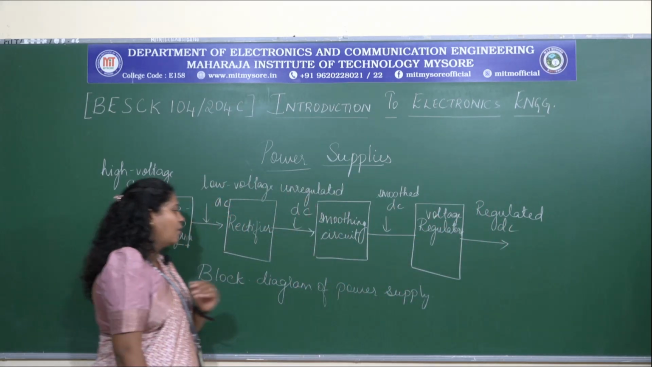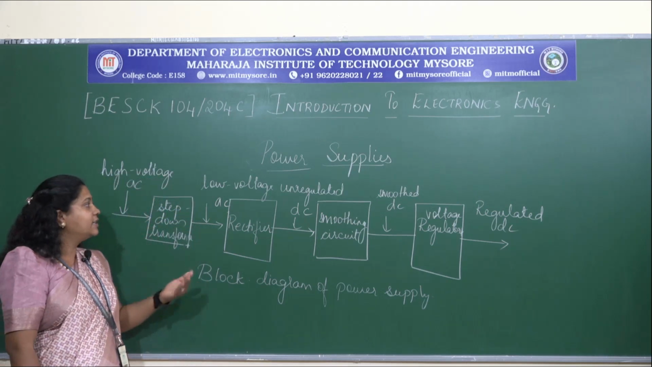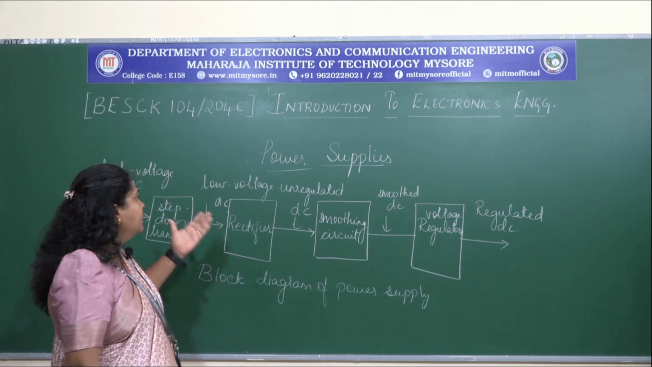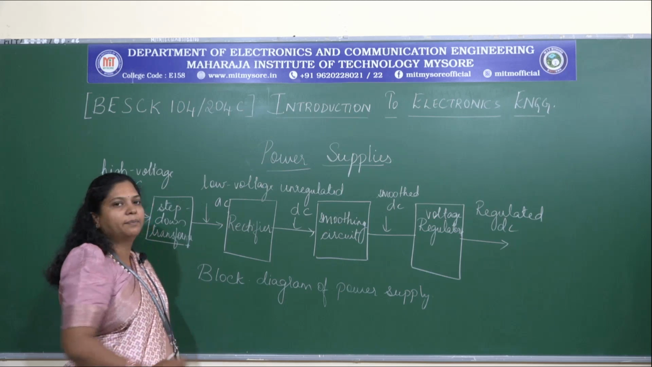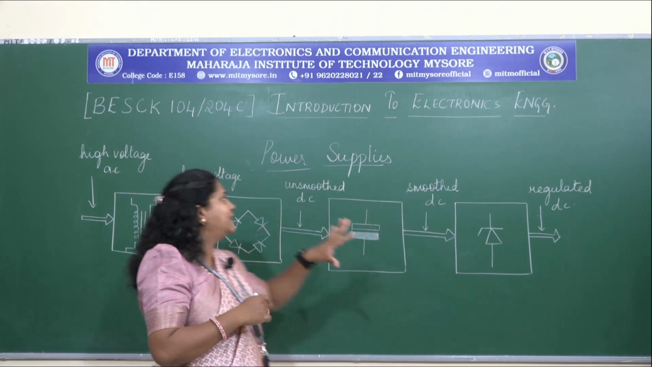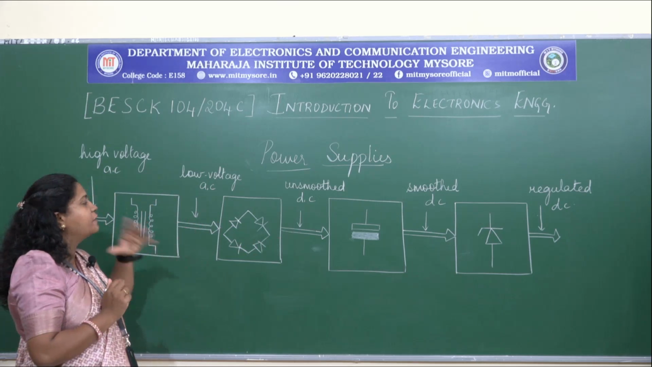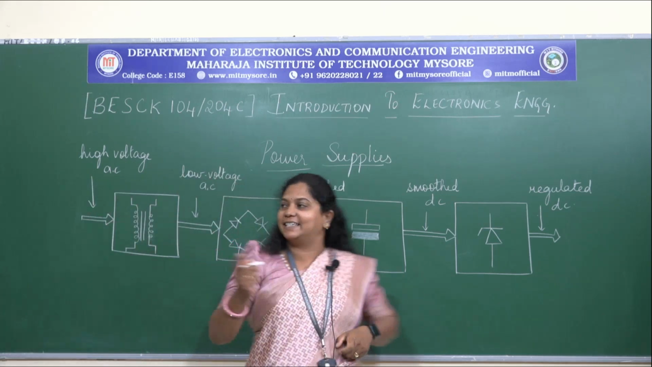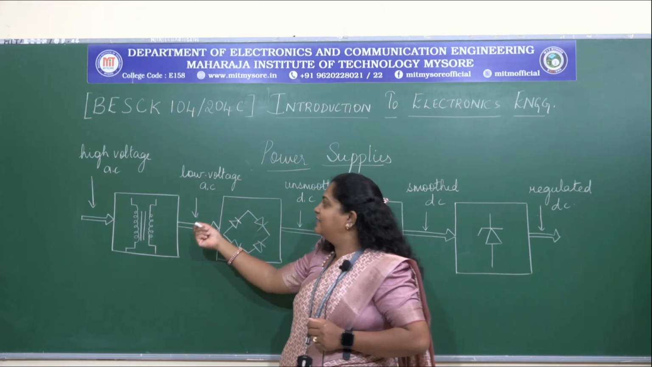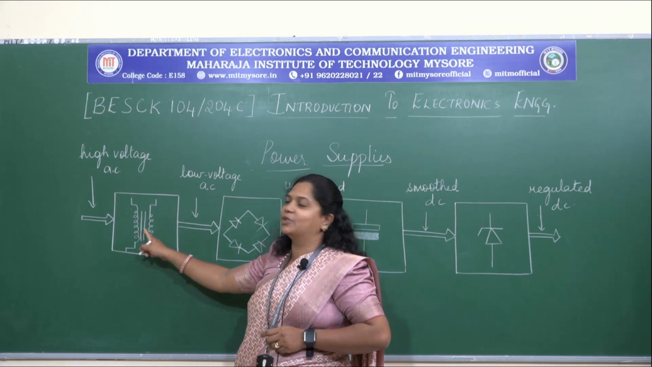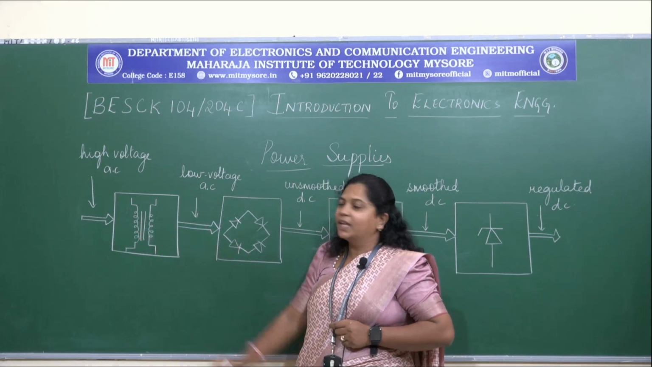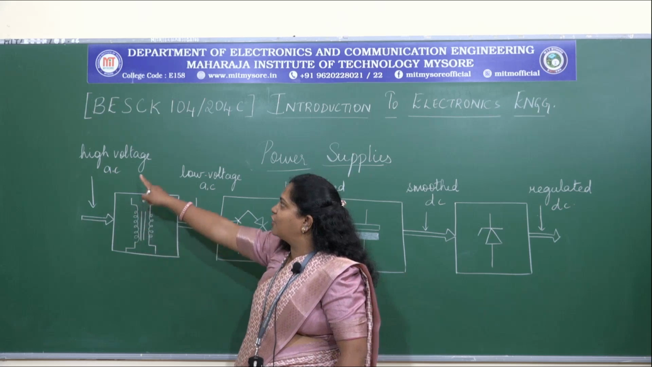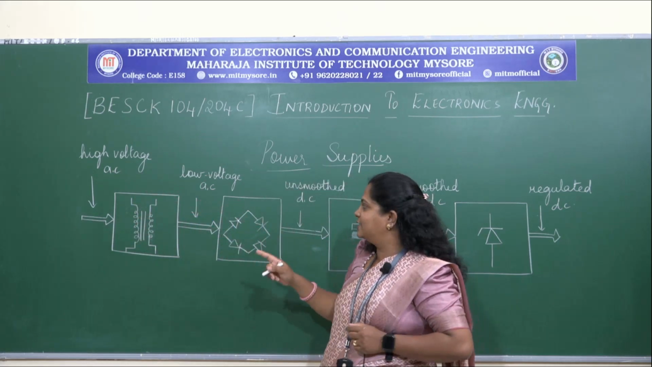Then finally we are going to get a regulated DC power supply. This is the general block diagram of a power supply. Later we will see the principal components that we can use in this power supply unit. Now let us see the block diagram with its principal components. In order to convert the high voltage AC to a low voltage AC, we know that with fewer turns, we have to make use of the step down transformer.